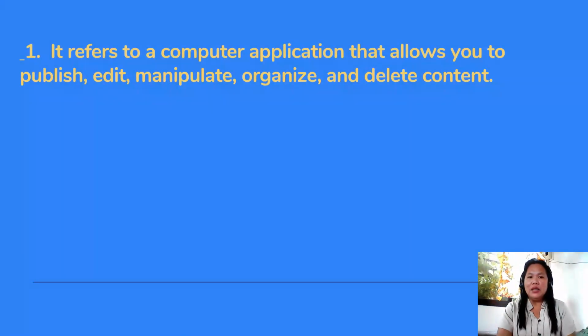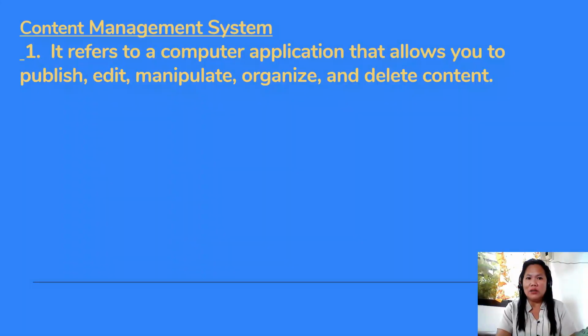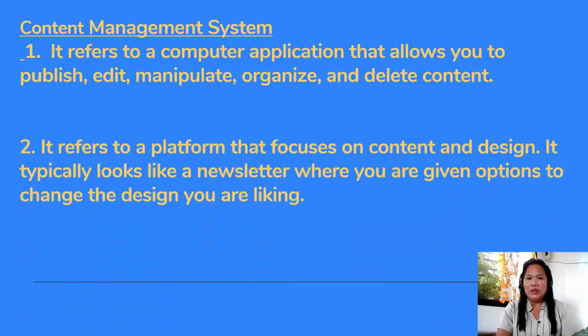Number 1. It refers to a computer application that allows you to publish, edit, manipulate, organize, and delete content. What's your answer? Yes, it's all about content management system. Next, number 2. It refers to a platform that focuses on the content and design. It typically looks like a newsletter where you are given options to change the design you are liking. What is it?